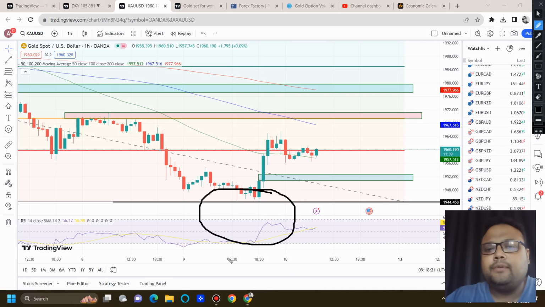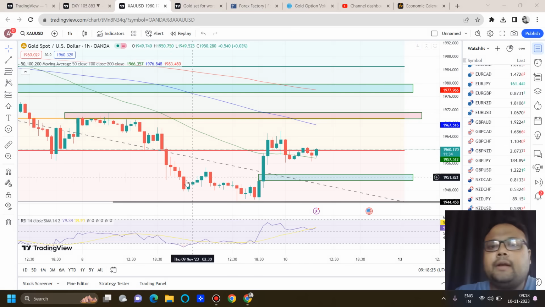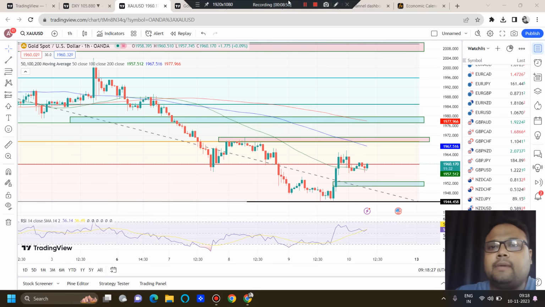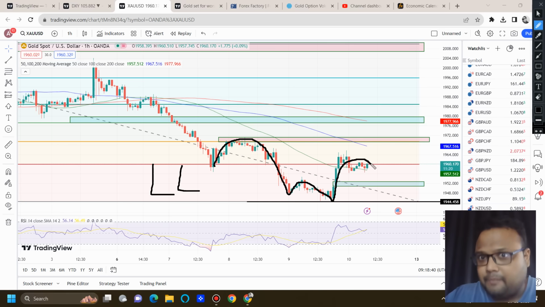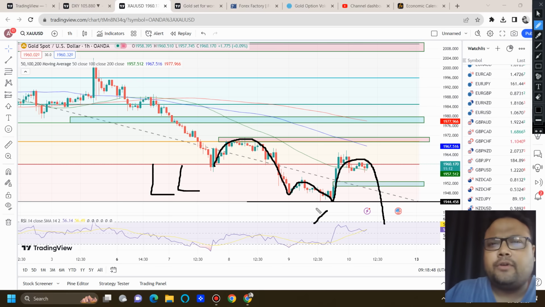But to be honest, I am not very hopeful about 1944.45 as support, because if we observe the structure of the market here, we can clearly see the market has been forming lower lows. Formation of lower lows indicates the market structure is weak. So in the next drop, the market will break 1944, isn't it? That's why I'm not very convinced about the level of 1944.45.